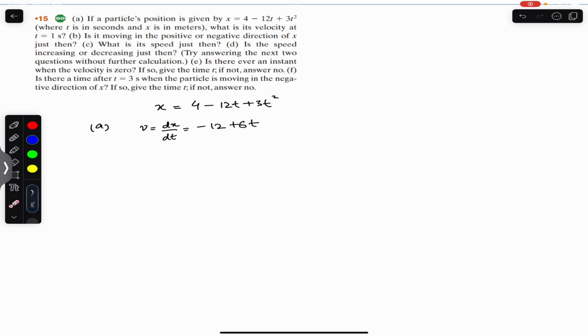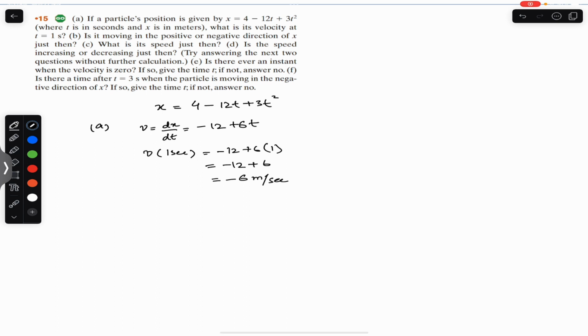Now we want to find the velocity at t equals 1 second. So we substitute t equals 1 in this equation. The velocity at 1 second is minus 12 plus 6 into 1, so minus 12 plus 6, and this is minus 6 meters per second. The position is in meters. So the velocity at t equals 1 second is minus 6 meters per second. This is the answer to the first part.